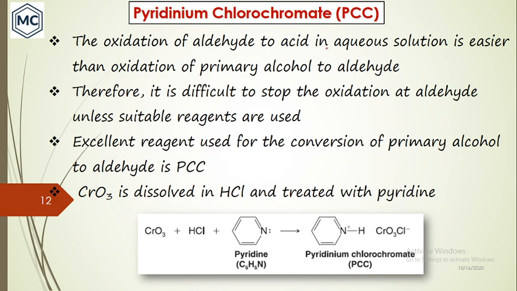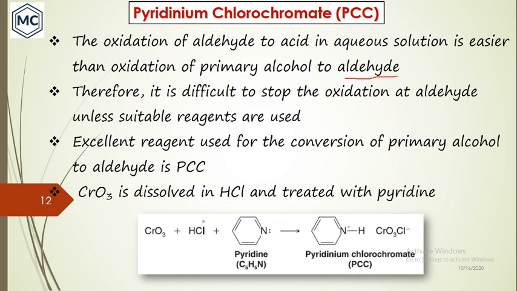Usually oxidation of aldehyde to acid in aqueous solution is easier. Aldehyde you can convert into acid in aqueous solution, and it is easier than oxidation of primary alcohol to aldehyde, because it is very difficult to stop the reaction at aldehyde. Aldehyde can further oxidize to acid. So there are some excellent reagents used for the conversion of primary alcohol to aldehyde. One is PCC. PCC is prepared by dissolving chromium trioxide in hydrogen chloride and finally treating with pyridine.